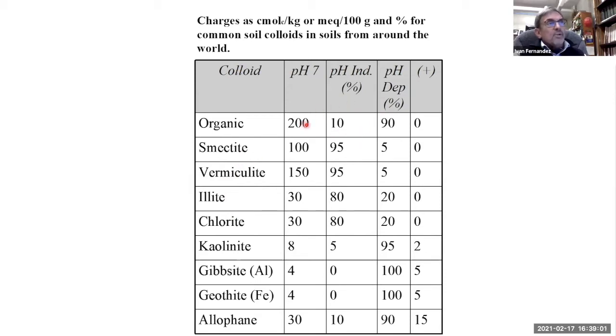And here's pH 7, the cation exchange capacity of these different colloids, small particles in soils. Organic colloids have a high cation exchange capacity. That's why when we add organic matter to our soil, we hold on to a lot more nutrients and water and other things, but the nutrients are due to this.